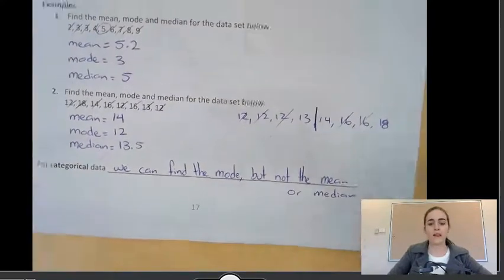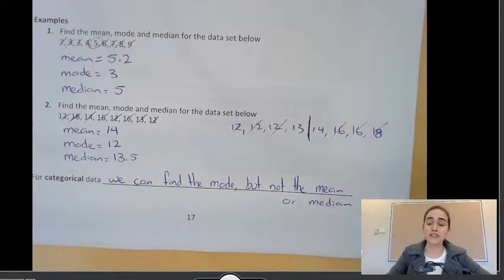Right, so that's having a look at the 3 measures of center.